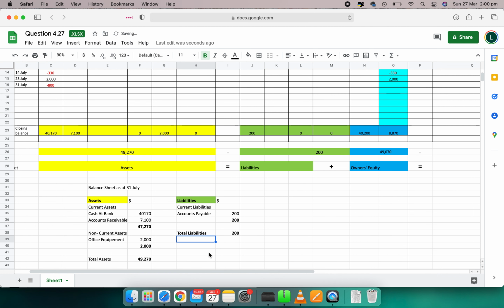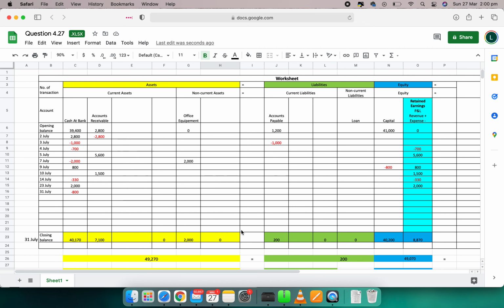There we go. So that's our section of total liabilities done. So hopefully you can see this is for our assets and liabilities. All the information we need here is the top part. I'm going to bold it, and then our closing balances here. Okay, so that's our critical pieces of information, the bits I've bolded.